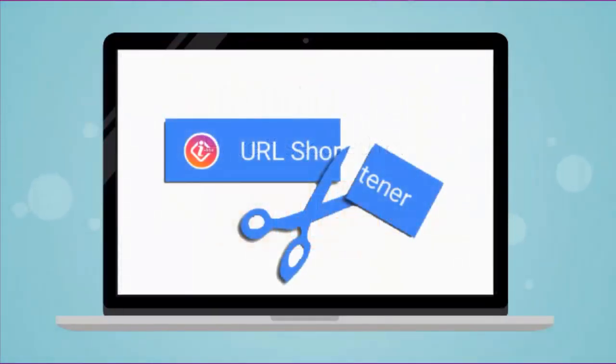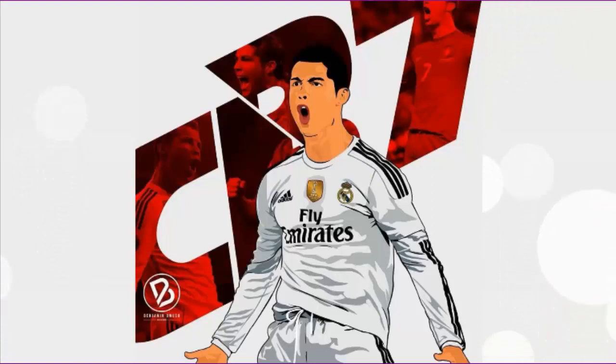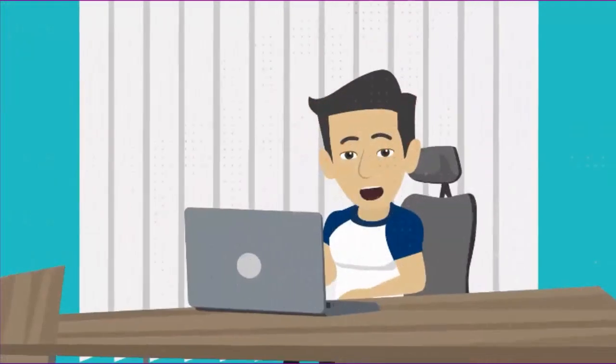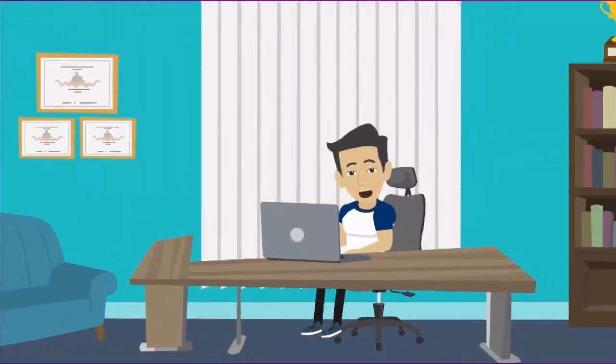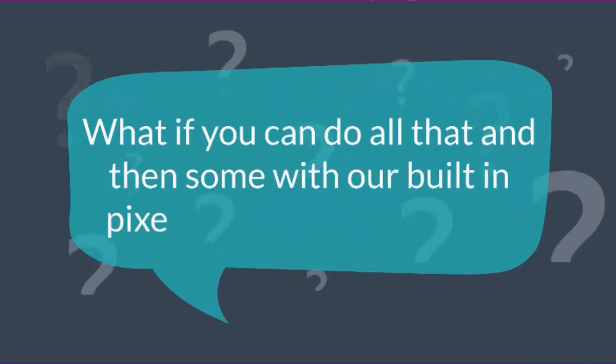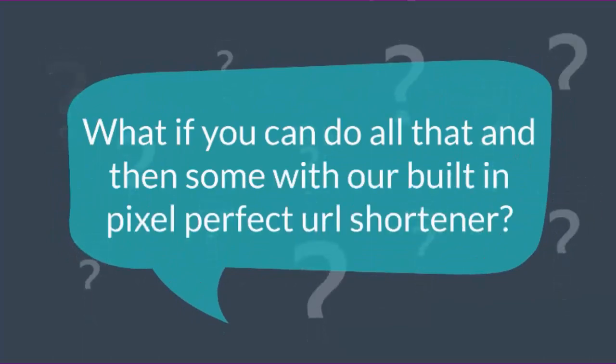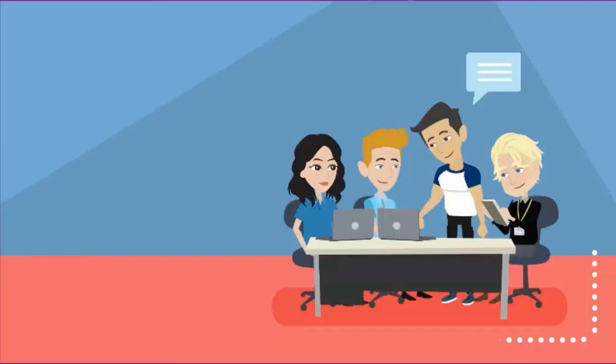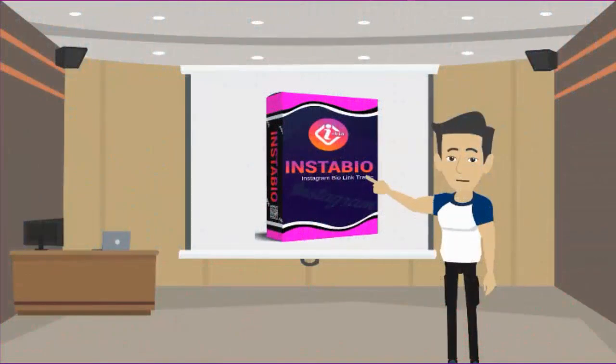InstaBio Builder also comes with an easy-to-use URL shortener. In digital marketing, our links are like the Cristiano Ronaldo of our team, so versatile and powerful. If you are like me, you have a separate tool for tracking, remarketing, and deep linking. What if you could do all that and then some with our built-in pixel-perfect URL shortener? We can actually sell this as a separate product or service. Built into this software as a service product is a complete solution for branded links generation.